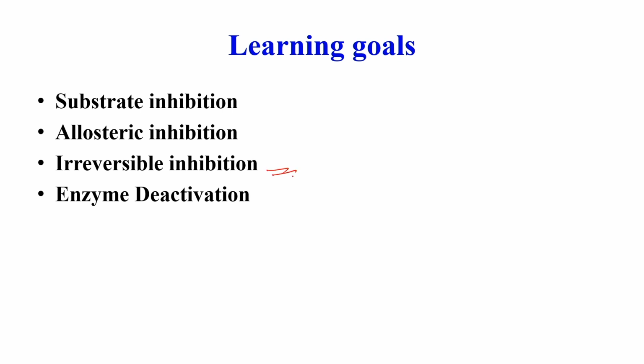Now, going ahead, in today's lecture, we are going to discuss substrate inhibition, allosteric inhibition, then the second type of inhibition, that is irreversible inhibition, and followed by that we will see enzyme deactivation due to various environmental conditions. As enzymes are proteins, they are susceptible to the environment.